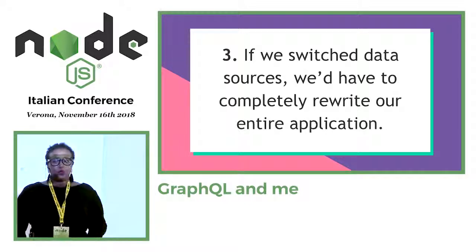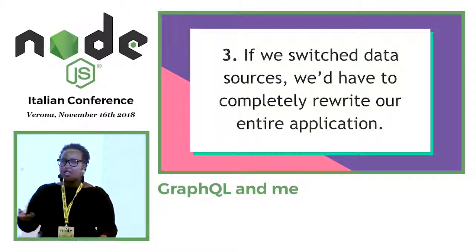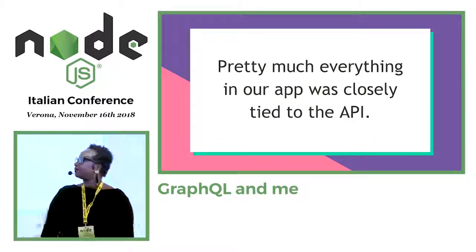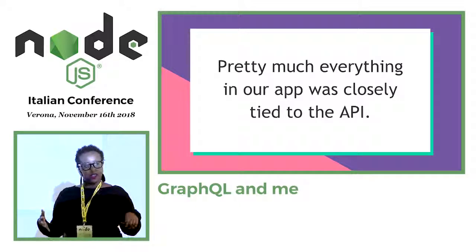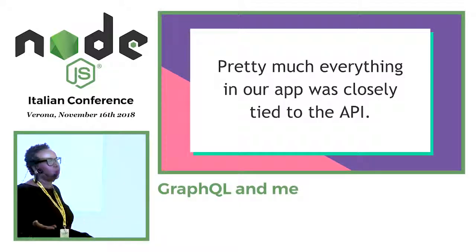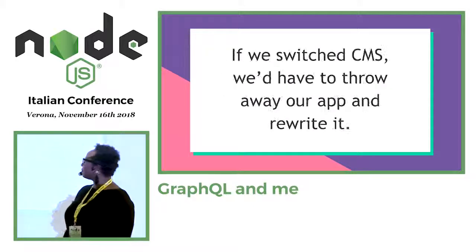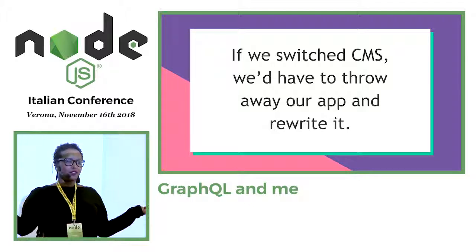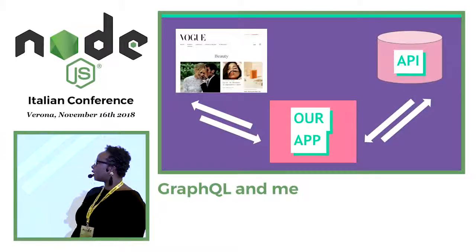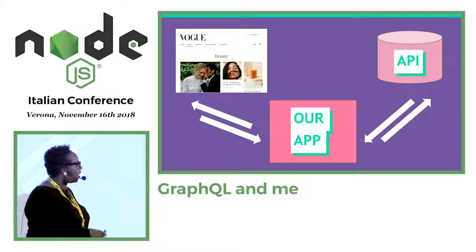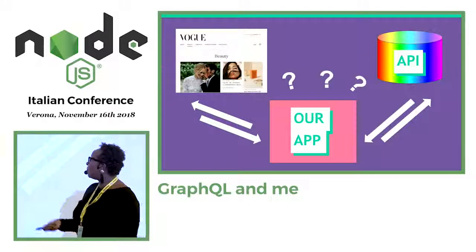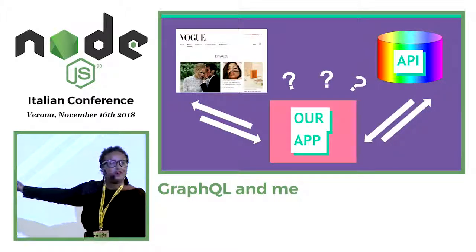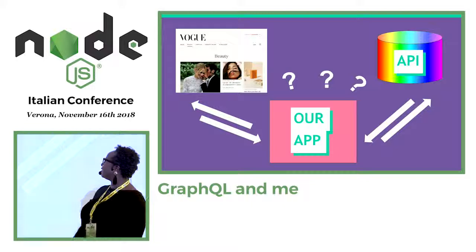Another issue that we had was that if we switched data sources, our whole application would have to be rewritten. Pretty much everything in our app was tied to this third-party API. If we switch CMSs, we have to throw everything away and rewrite everything. For example, if our pink API here changed to a rainbow API, our application would be so confused. It wouldn't know what happened.